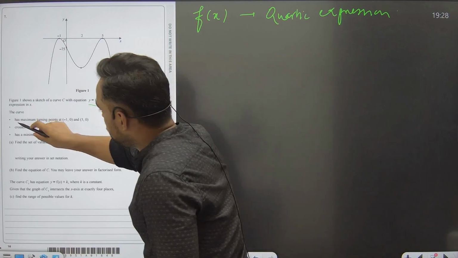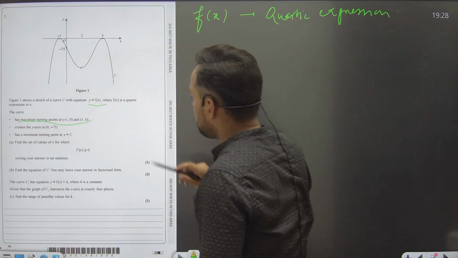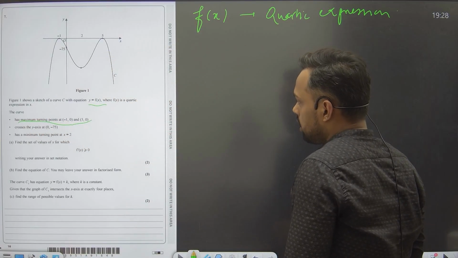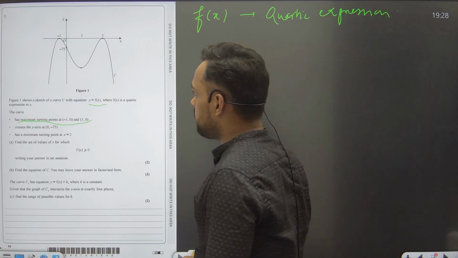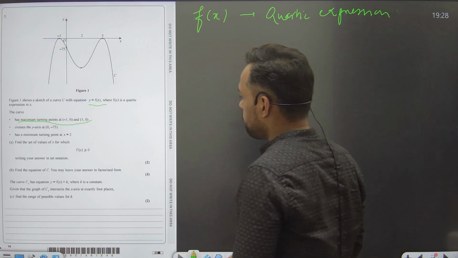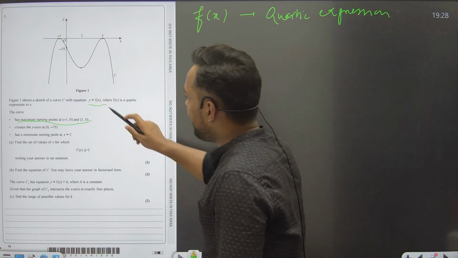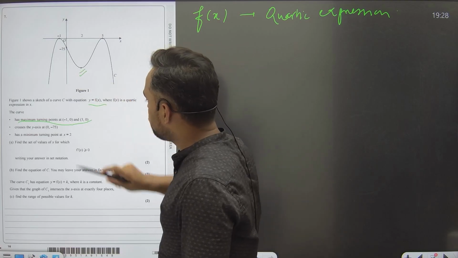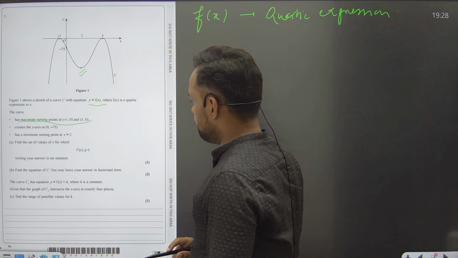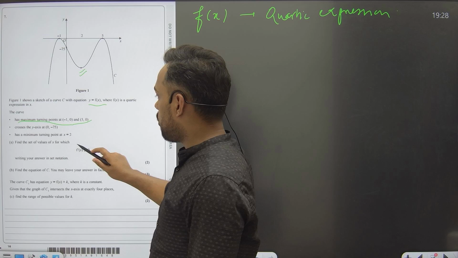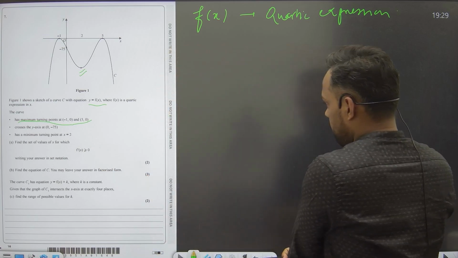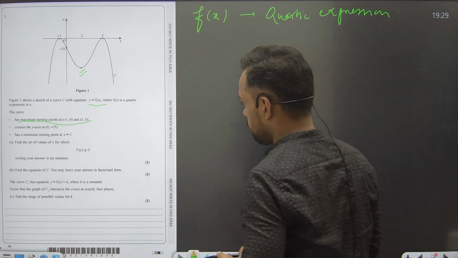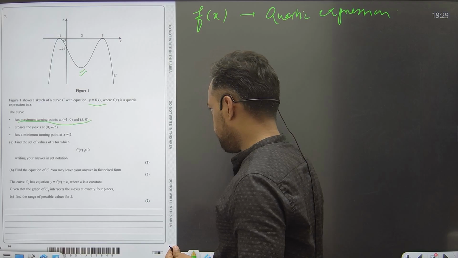It has the maximum turning points at (-1, 0) and (5, 0). It crosses the y-axis at (0, -75). It has the minimum turning point at x equals 2. Find the set of all the values of x for which f prime x is greater than or equal to 0. Write your answer in set notation.